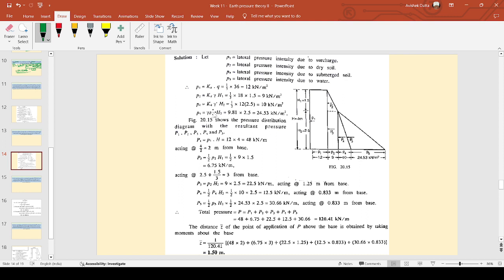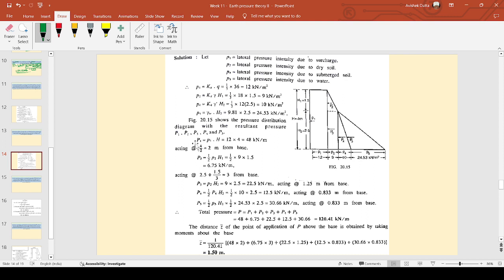10 kilonewton per meter square is the result, and P3 is the pressure intensity due to water, that is gamma W into H2, 9.8 into 2.5. Next, we calculate the area. Once we have the diagram ready, it is very easy to calculate the area and find out the centroid. This is a rectangle, this is a triangle, again a rectangle, and then two triangles we have.